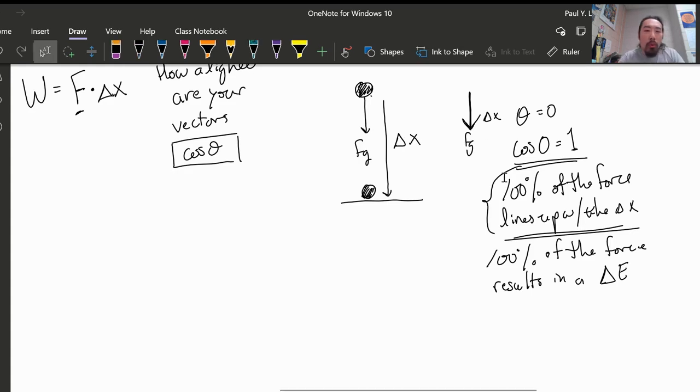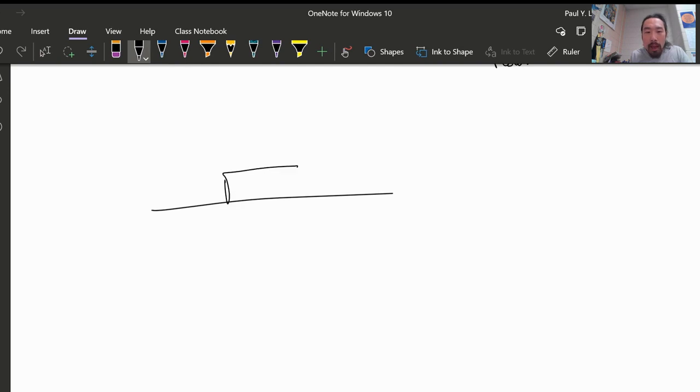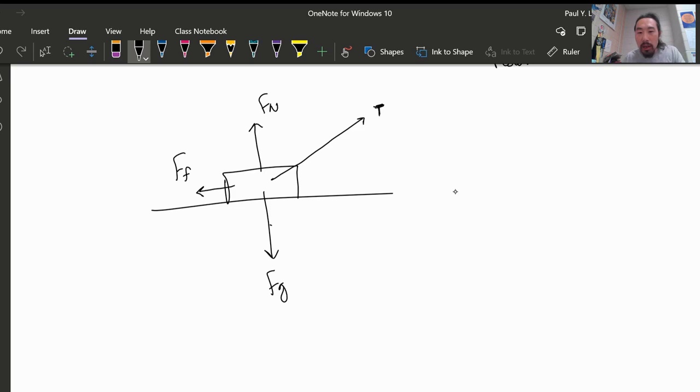Okay, so let's do something where your forces and your displacements are not lined up. Let's do this as a different example. Let's say we have an object, a box, and we're pulling this box along the floor with a rope. We'll call this T. Step one, always draw your free body diagram. So we have F_G, and then we have F_N this way. There's a free body diagram, and we're going to include F_F here, the force of friction. That's going to tell us a lot later on.